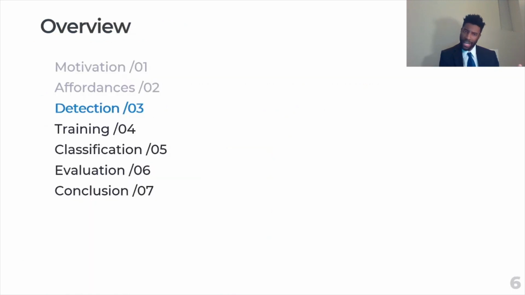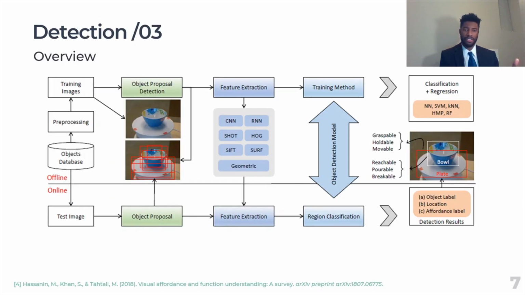Now let's get into how you actually detect those affordances. Here's a general framework of how the detection process works. You start from the image database. It goes through pre-processing steps, and then from the training images, you propose what objects are in the image. You extract the features by using neural networks or geometric methods, and then you use those features to train the affordance detection models. Once all that is done, you use classification methods to rank the affordances that are in the object image to result in the final affordances that can be used later down the pipeline for grasp synthesis and then affordance execution.